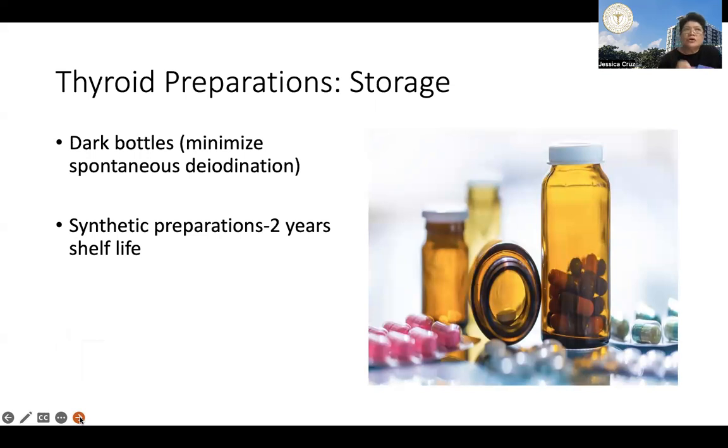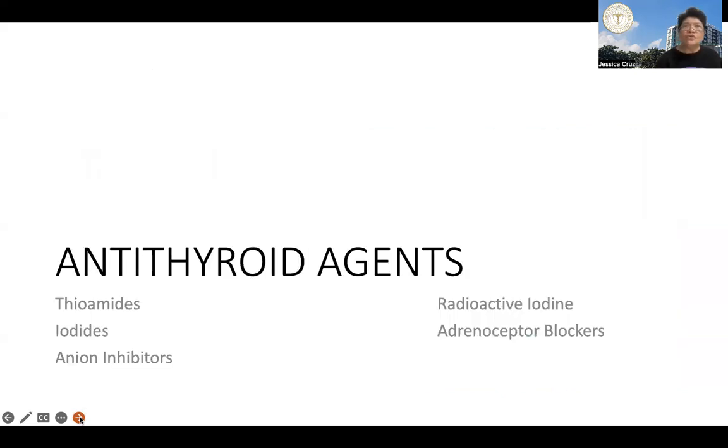So the thyroid hormone preparations are usually stored in colored bottles like in the picture. This is because exposure to sunlight will cause spontaneous deiodination, where they lose iodide from the molecules, and this will decrease their efficacy. So the proper storage will be in dark bottles, and the shelf life is only about 2 years. Okay, then we go to the treatment of the other side of the coin.